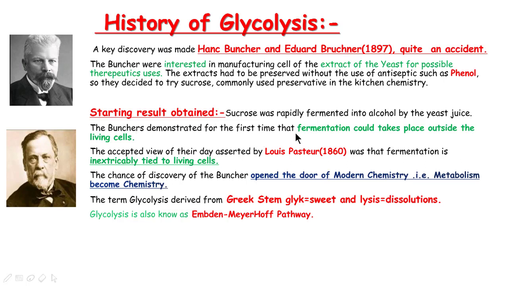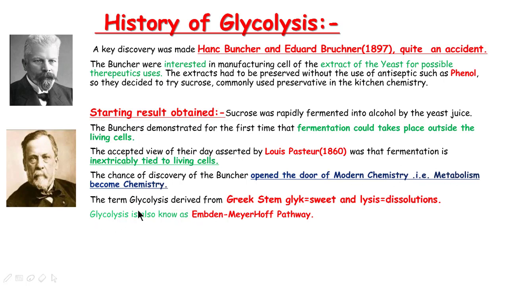Then Buchner demonstrated for the first time that fermentation could take place outside the living cell. This was a great discovery. The accepted view of the day, asserted by Louis Pasteur in 1860, was that fermentation is inextricably tied to the living cell. The chance discovery by Buchner opened the door of modern biochemistry, so that metabolism became biochemistry. They wanted to preserve the extract, but in due course, by accident, they discovered fermentation.